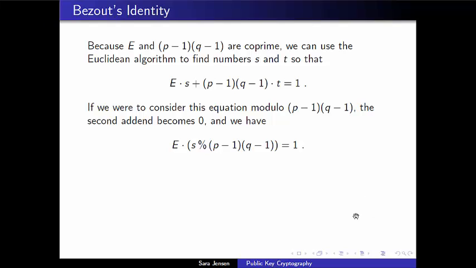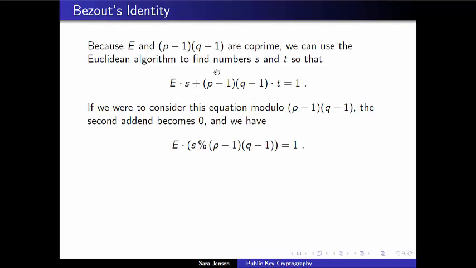In particular, when we apply that to E and this number P minus 1 times Q minus 1, we can find integers S and T so that E times S plus P minus 1 times Q minus 1, all multiplied by T, is equal to 1. Now, just think about taking this equation that we know we could obtain from the Euclidean algorithm and think about modding every term that you see by P minus 1 times Q minus 1.